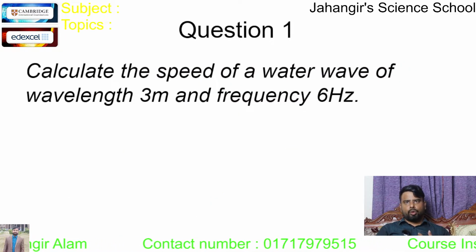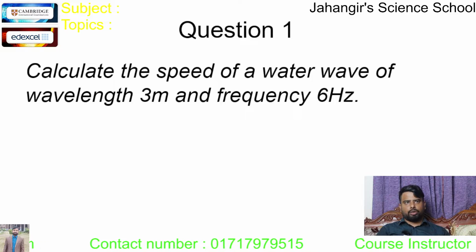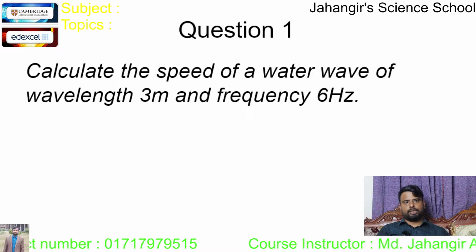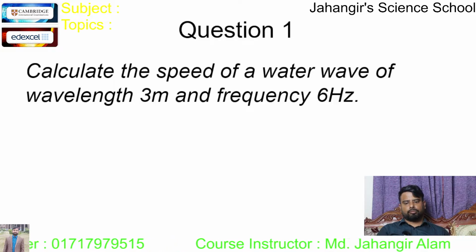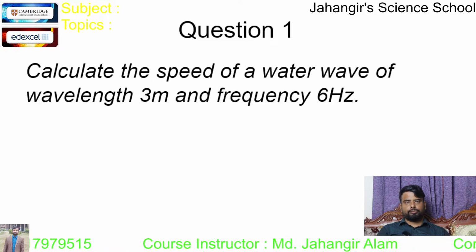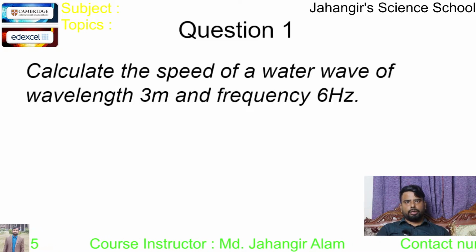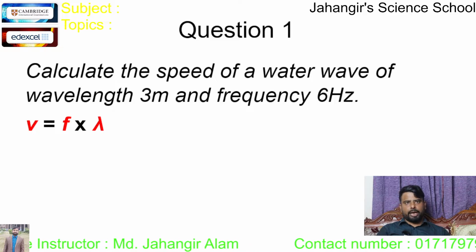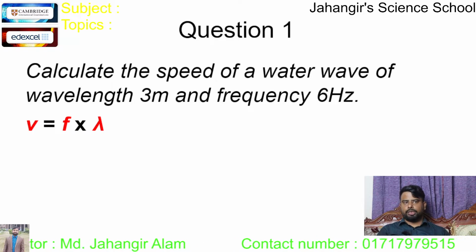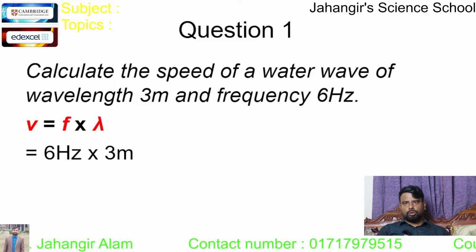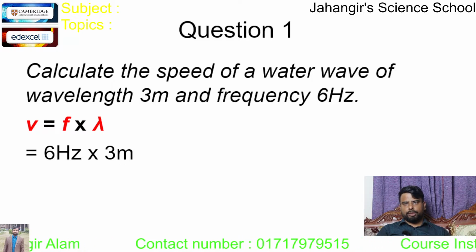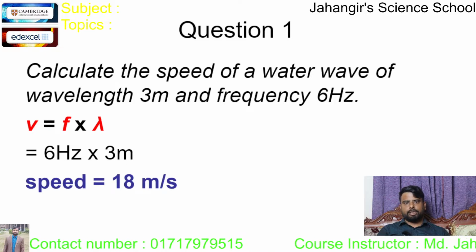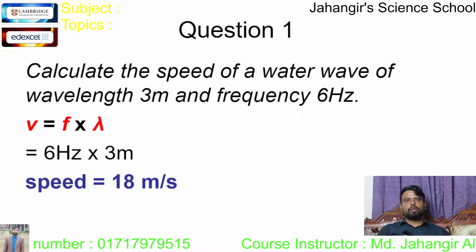Now question number 1, calculate the speed of the water wave of wavelength 3 meter and frequency 6 hertz. So wavelength lambda equal to 3 meter and frequency small f equal to 6 hertz. So 6 hertz into 3 meter, so 6 threes are 18 meter per second is the speed of the water wave.